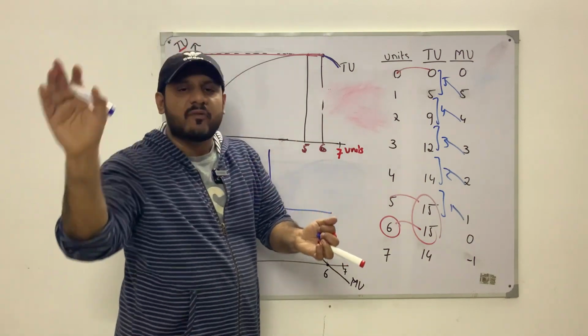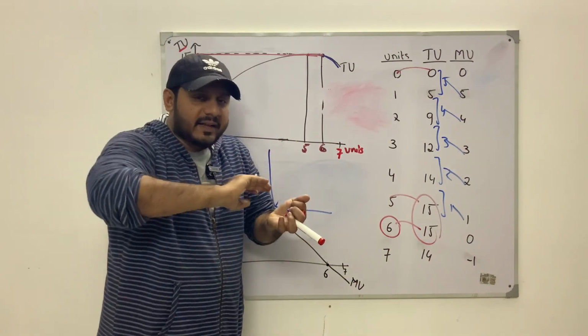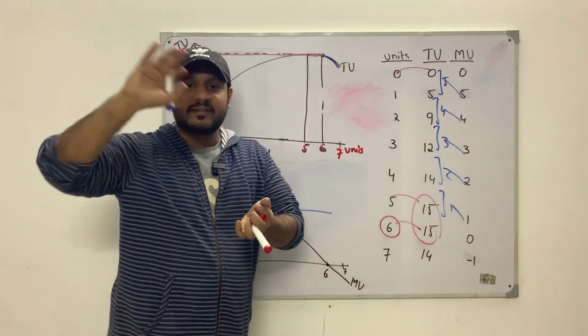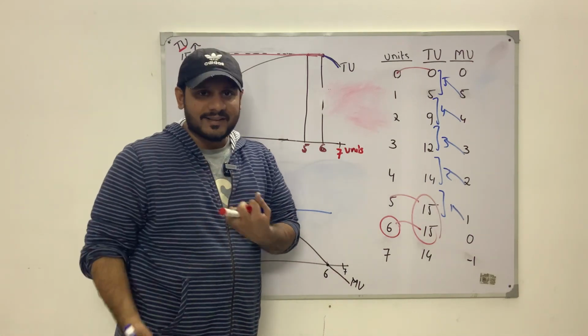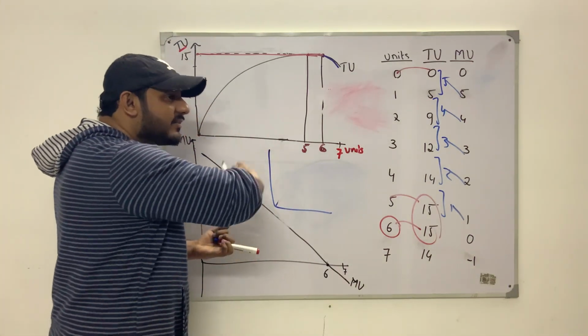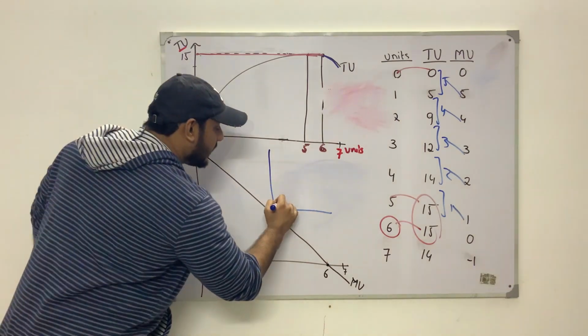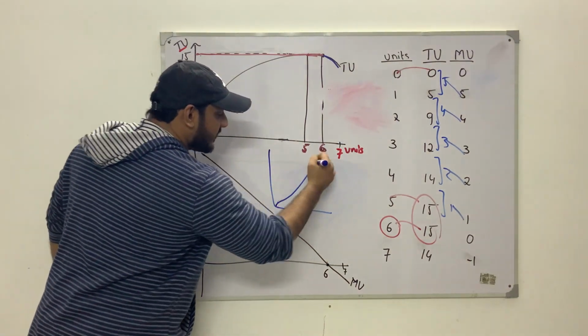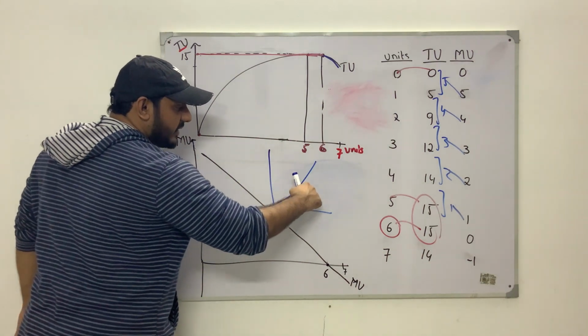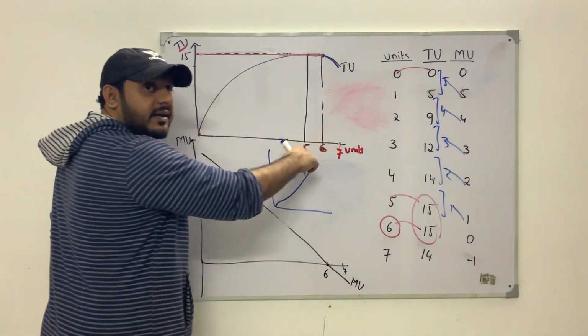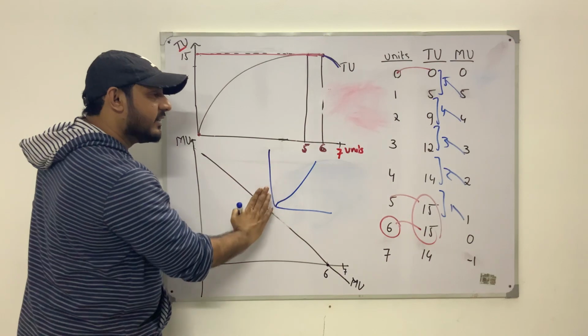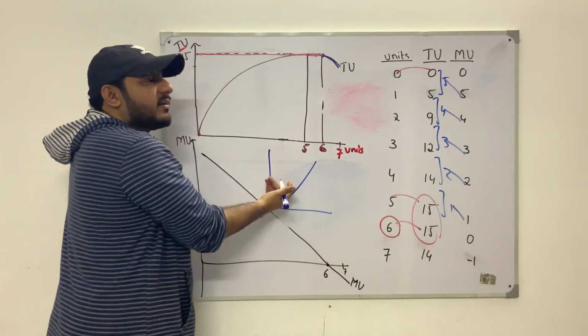So the curve is kind of flatter, right? The slope. As it is increasing, and since it is increasing at a decreasing rate, the increase in the total utility diagram is not steep. It is not increasing like this. If it had increased like this, it would have meant that the total utility is increasing at an increasing rate. But that's not the case.